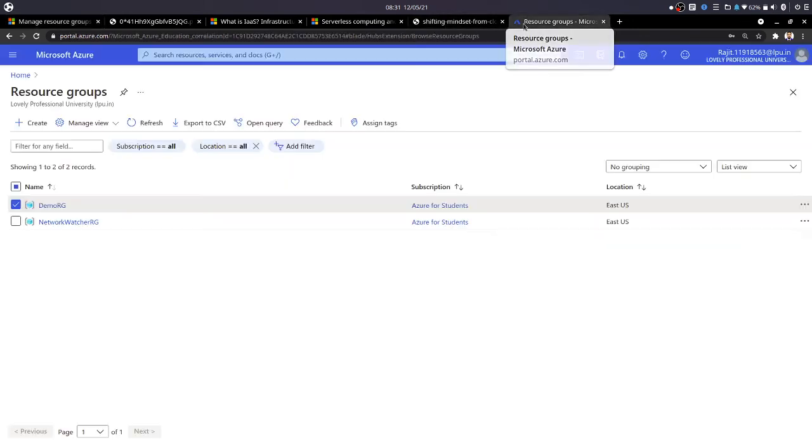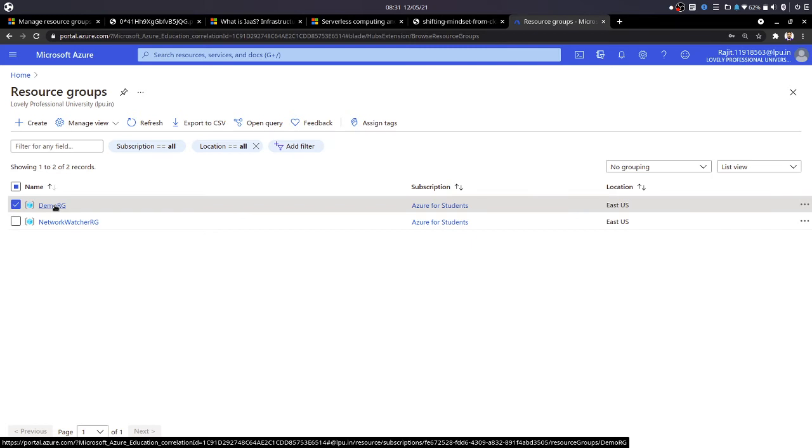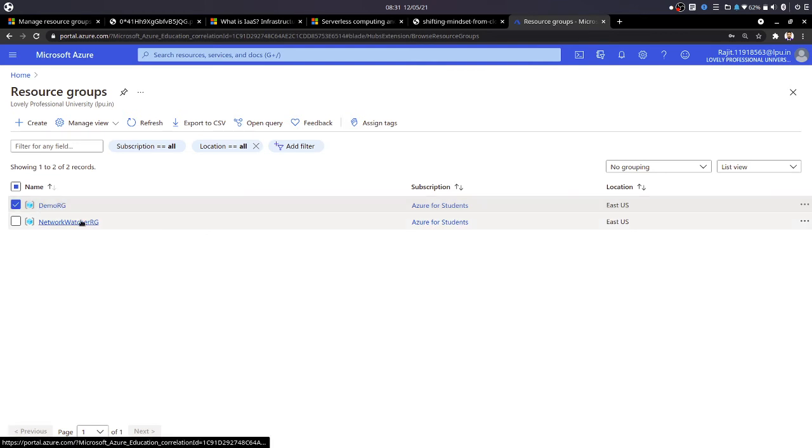Let us go into the Azure portal. I already created a resource group. We have looked into that in the previous videos, where we created a VM, went into the VM using SSH, worked with the VM and deployed a web server. In the previous videos we have already covered this part, so I'll not be covering it in this video. Here we have two resource groups. One is the one that I created a few moments back, and another is a Network Watcher resource group.